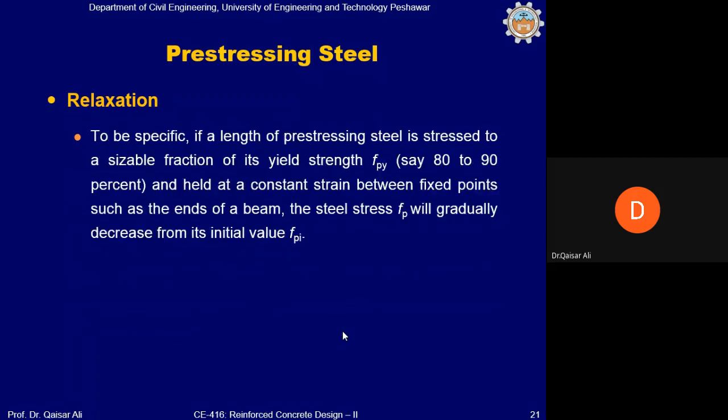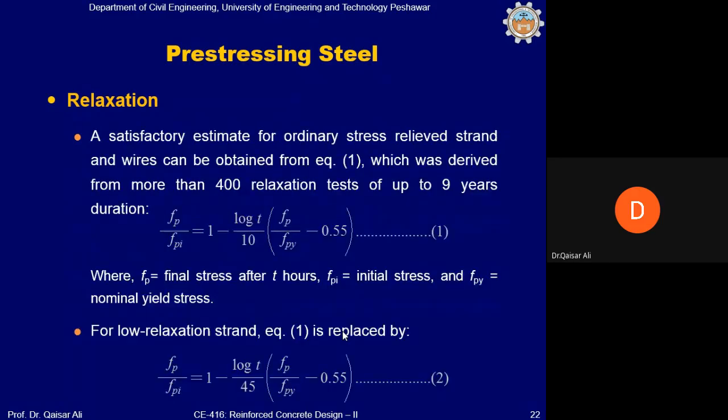To be specific, if a length of prestressing steel is stressed to a sizable fraction of its yield strength, say 80 to 90%, and held at constant strain between fixed points, such as the ends of the beam, the steel stress will gradually decrease from its initial value FPI. This can, however, be calculated using this equation. This is an equation in terms of log.